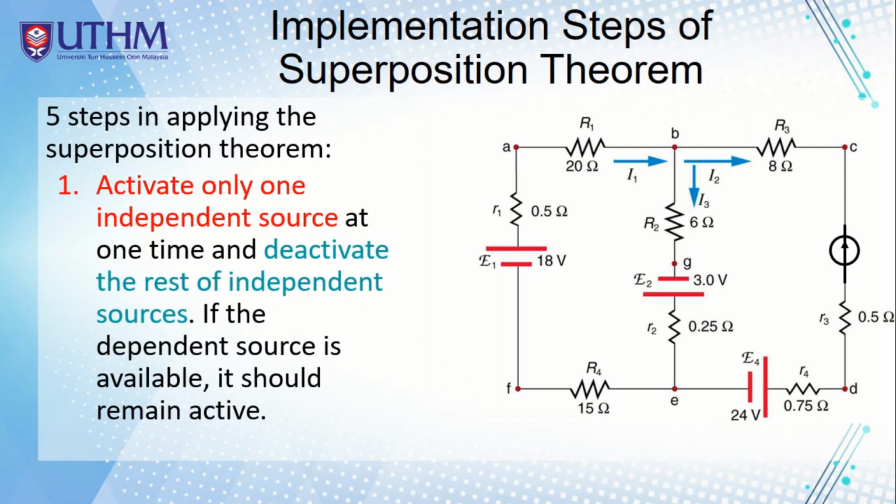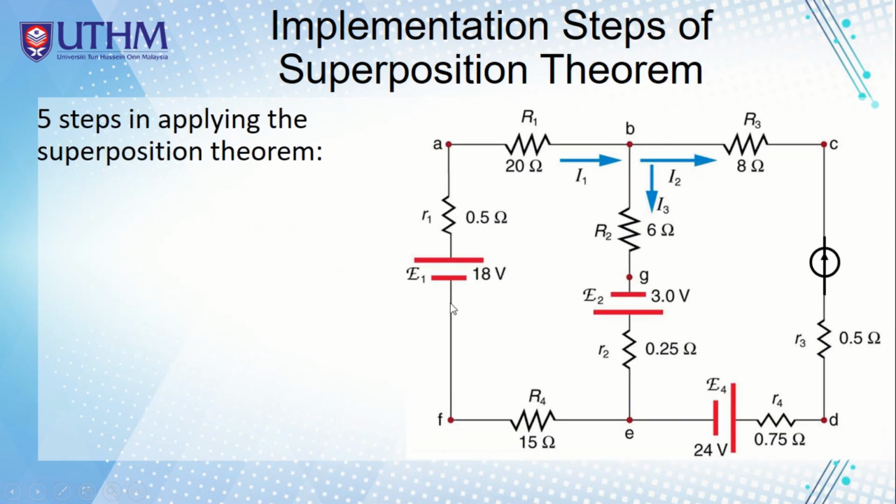First, we need to activate only one independent source at a time and deactivate the rest of the independent sources. If a dependent source is available, it should remain active. In this example, we have 4 independent sources, so we need to determine and calculate the effect of each of these independent sources while neglecting the rest.